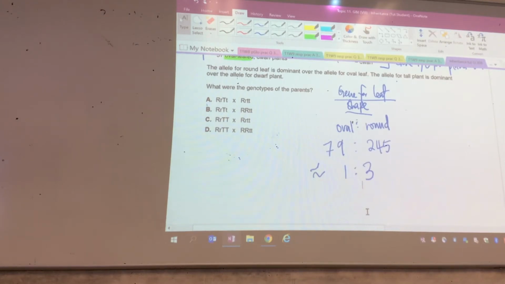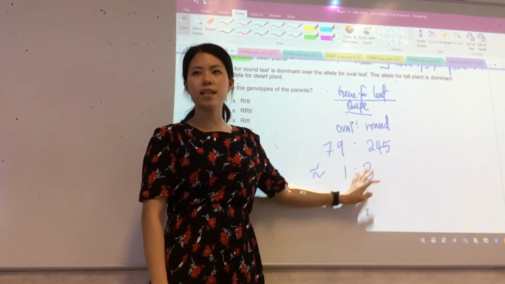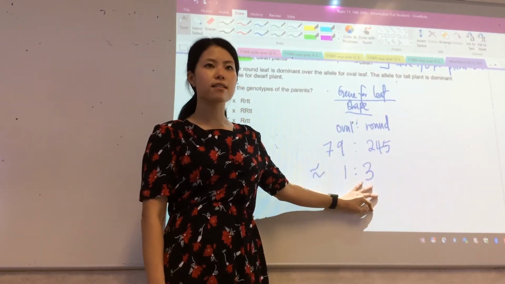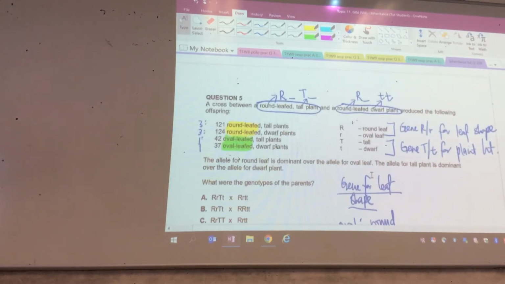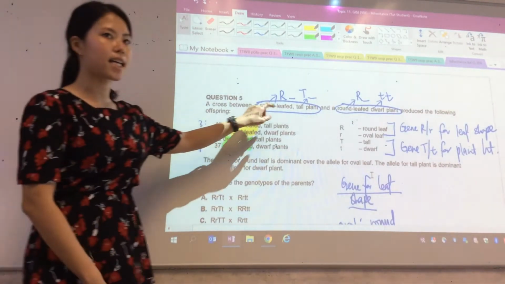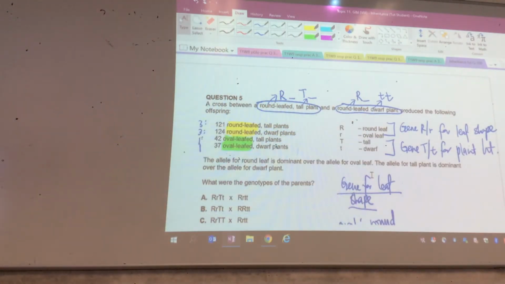Is this a ratio that you're familiar with? 1 to 3, 3 to 1? Yes. So what is the cross likely to be, the parents? It has to be two heterozygotes crossed together in order to get an offspring ratio of 3 to 1. So you can go back up to the unknown and fill in that blank. The blank has to be, don't tell me RR. Big R or small r? Small r. Okay, so that's how you do it.